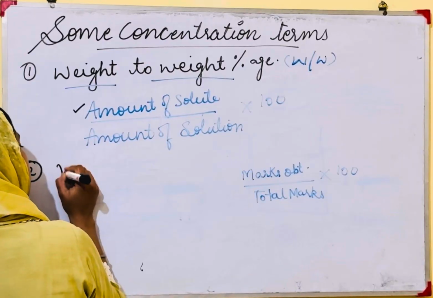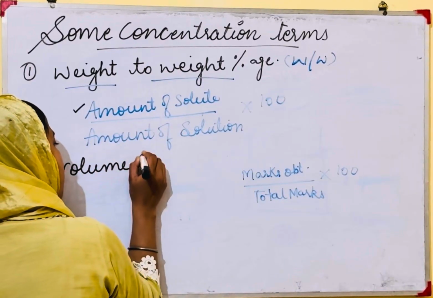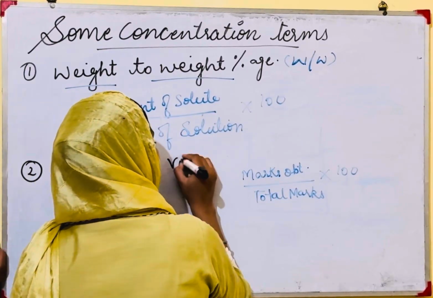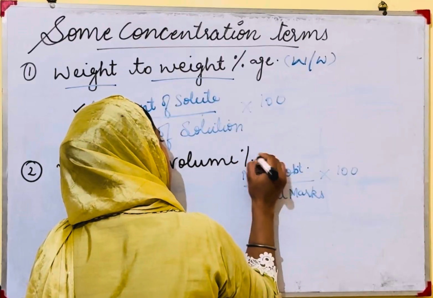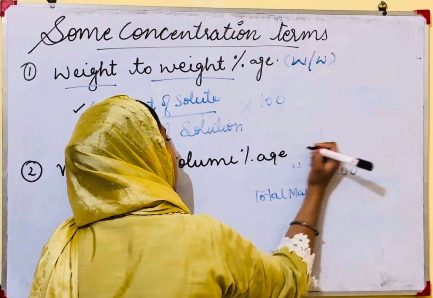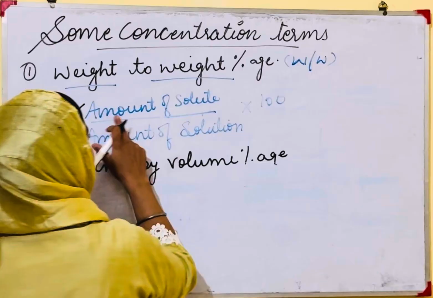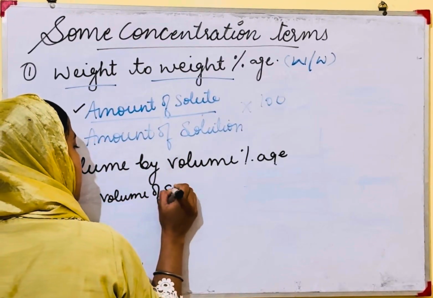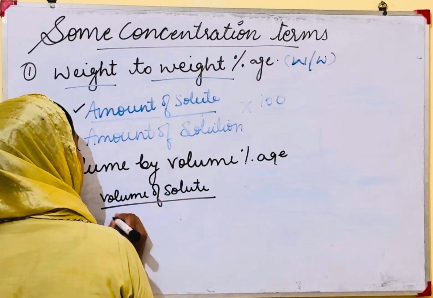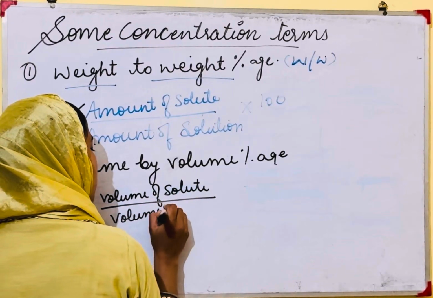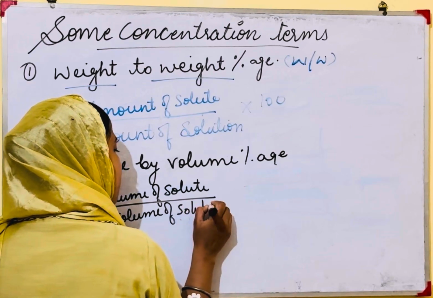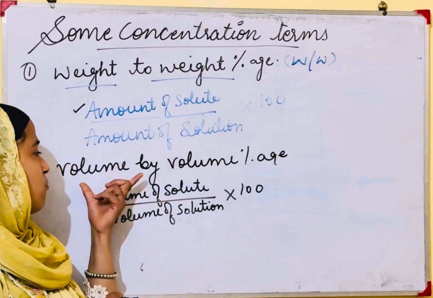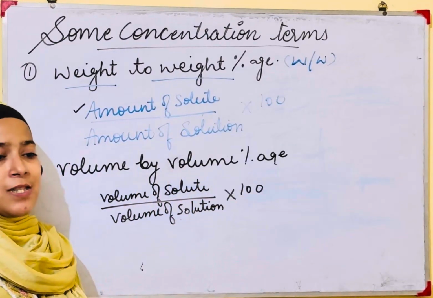Second is volume by volume percentage. What will happen in this case? We have taken amount of solute. Here we take volume of solute divided by volume of solution multiply by 100. So this is the way to calculate volume by volume percentage.